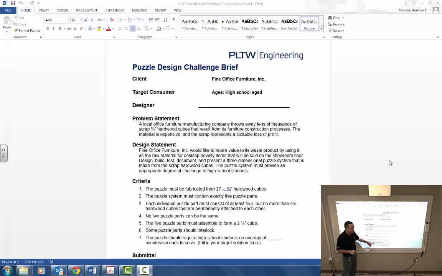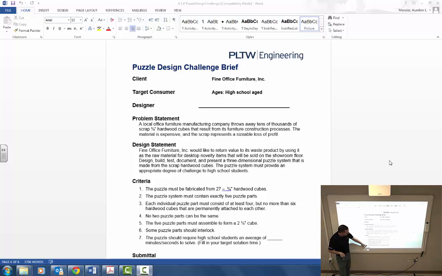No puzzle parts can be the same, so you can't have identical pieces. The 5 puzzle parts must assemble to make a 2 1/4-inch cube. Some puzzle parts should interlock. Interlocking simply means that there's some sort of connection between them. It doesn't necessarily mean that they're going to hold each other together. But when you design pieces that are just flat on top of each other, it's overly simple and easy to solve. So pieces that interlock with each other make it a little bit more challenging.